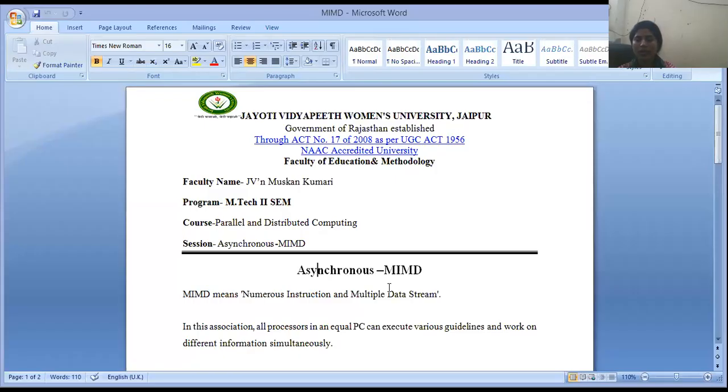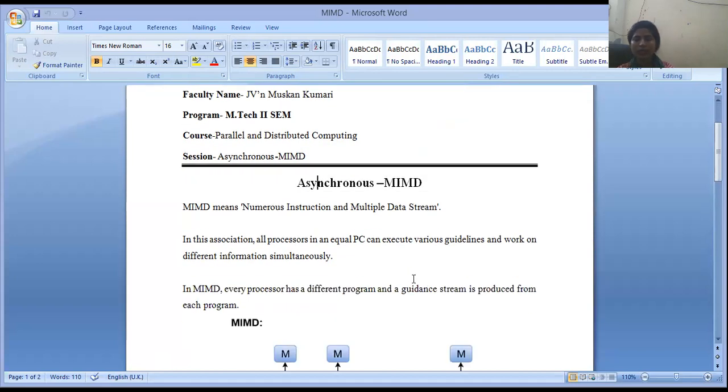Before starting MIMD, I have already discussed SIMD in the previous session, so please revise that once. Here, what is the meaning of MIMD? MIMD stands for multiple instructions and multiple data streams. What does this mean? Multiple instructions and multiple data streams.